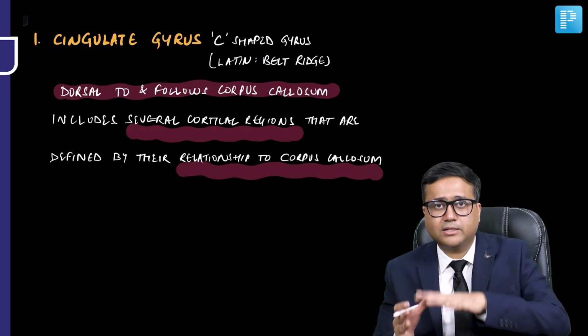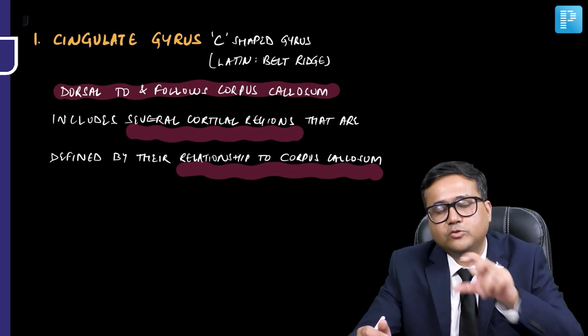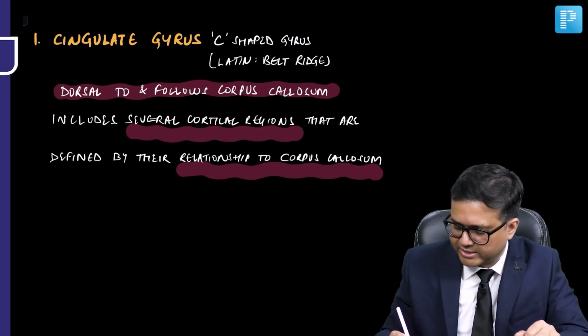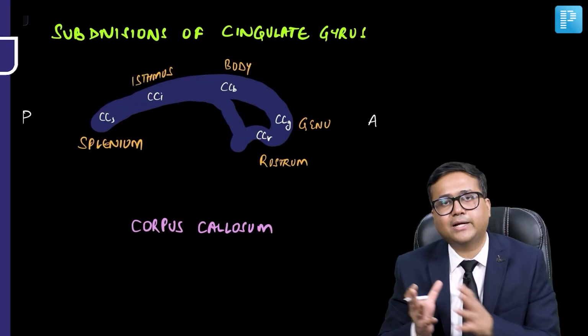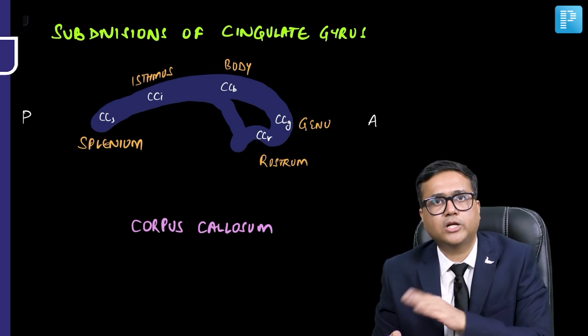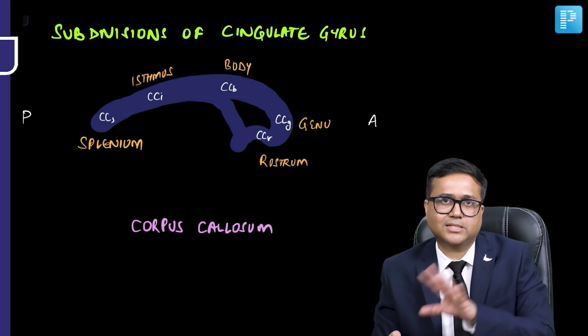So there are various regions of this cingulate gyrus, and they're named by the relation with various areas of the corpus callosum. Let's try to discuss this again. This is very basic understanding. Once we understand this, it will be very easy to correlate all these areas. And again, sometimes we get confused. So let me just discuss these basics.